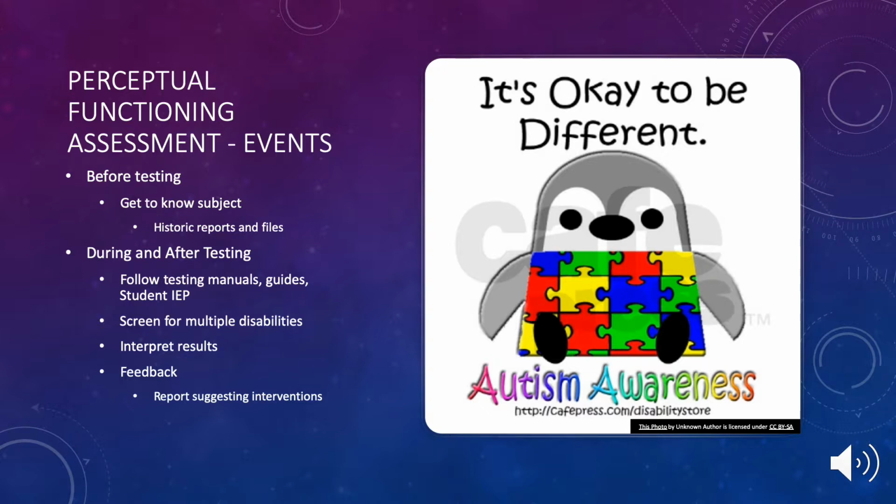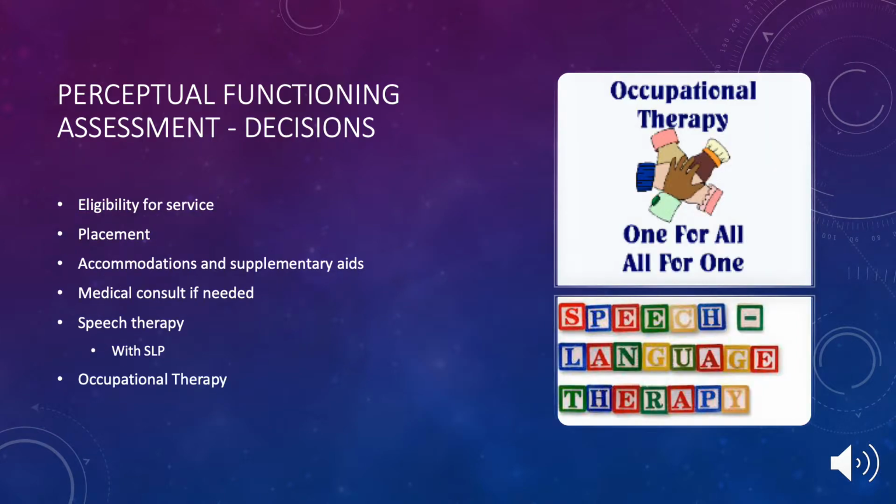So the events before testing, it's really important to get to know the student before you test them. You're going to want to look at any historic data. Make sure you're following all the testing manuals and IEP if there's one present. You're going to also screen for multiple coinciding disabilities such as ADHD or depression. You're going to interpret your results and give your feedback. With the decisions, you're going to make an eligibility decision. You're going to maybe decide on placement. Is public school the best place for them?